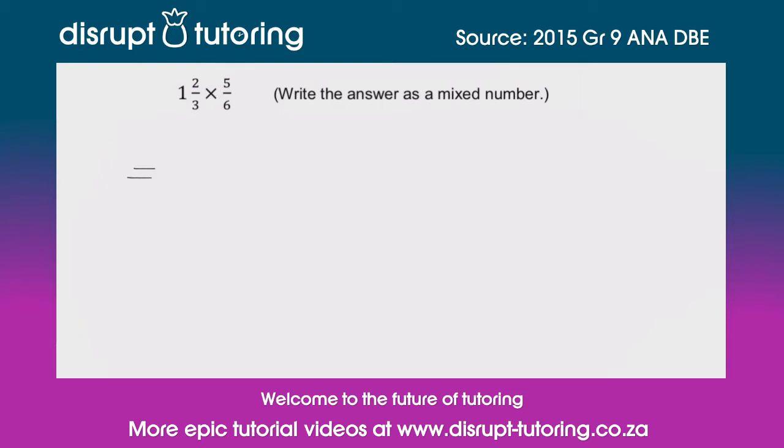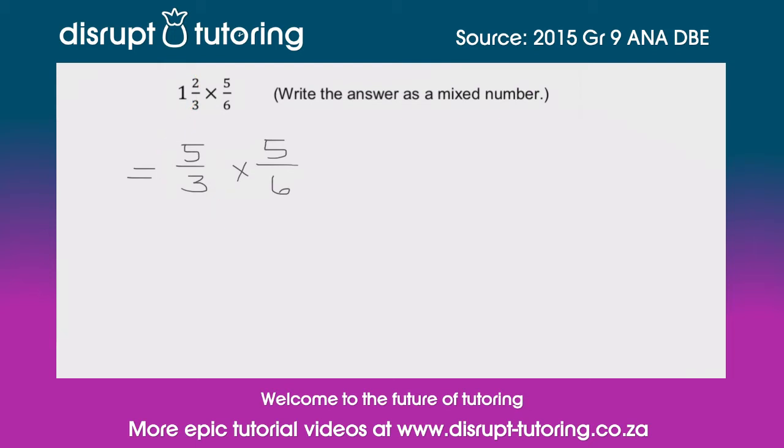So how would we do that? How would we convert this part into an improper fraction? Well, we would take this 3 and we would times it by the 1, which would give us 3, and then we would add 2, which would give us 5. So that would be 5 over 3, okay, times 5 over 6. So nothing changes on the second part. All we've done is we've converted this into an improper fraction so that it's easier to work with.